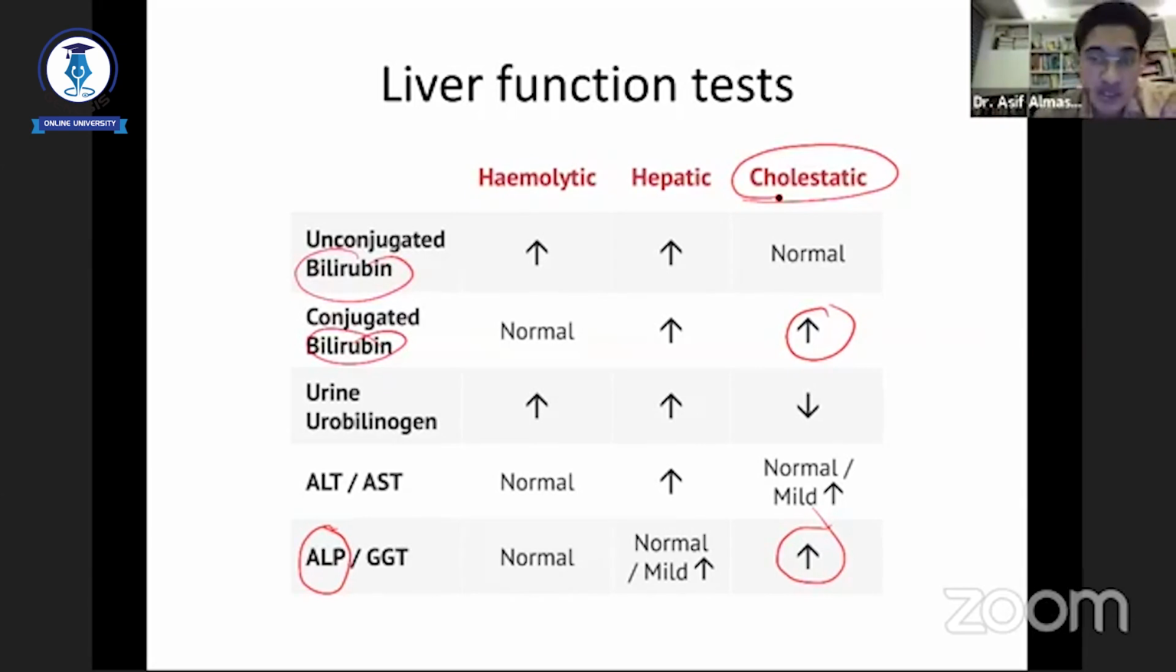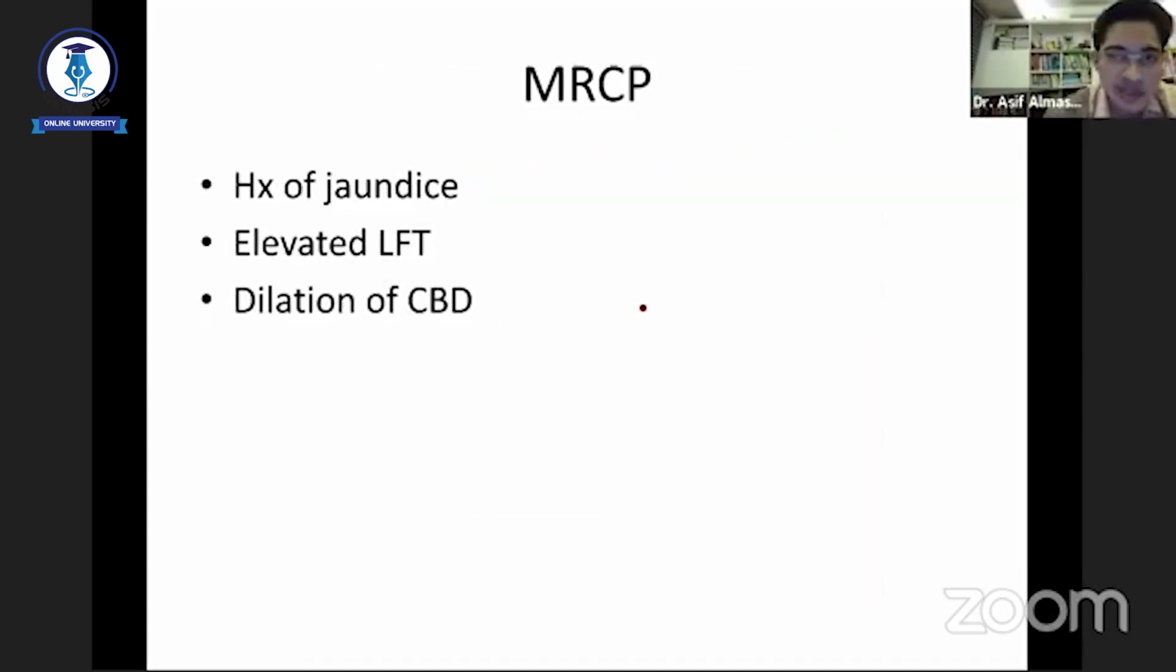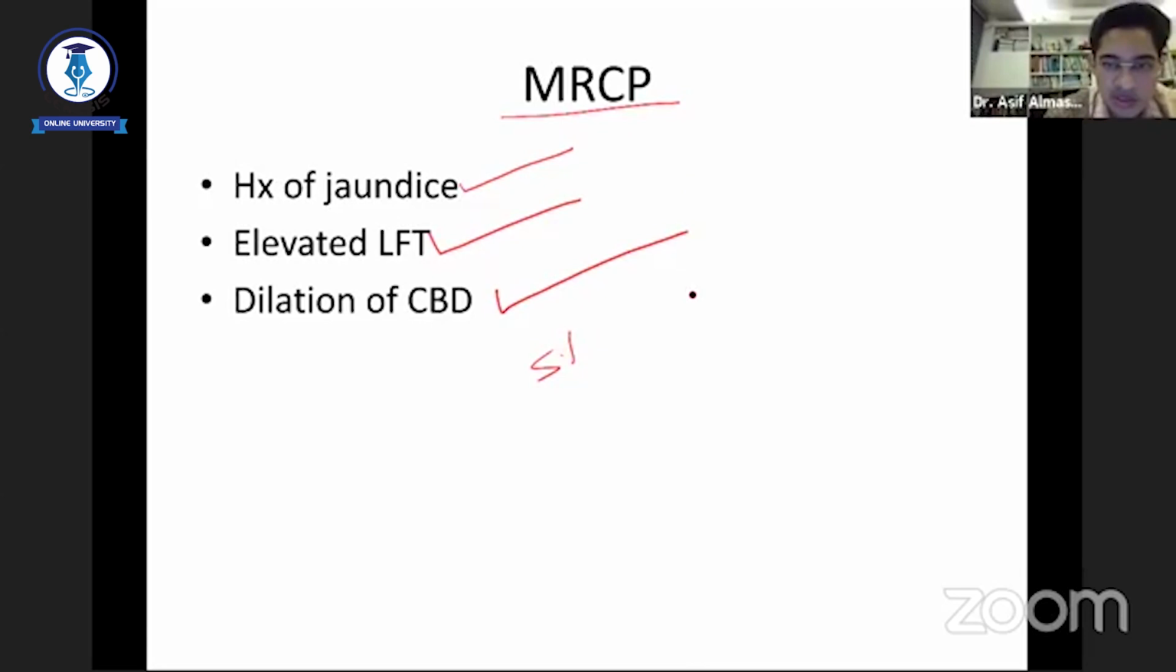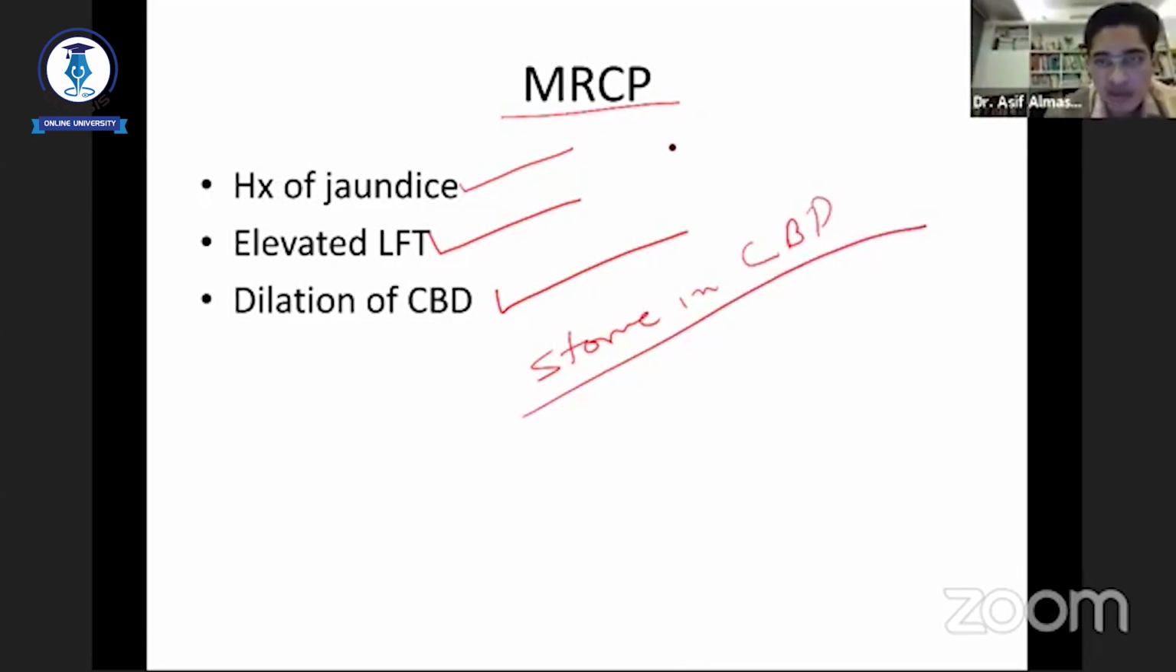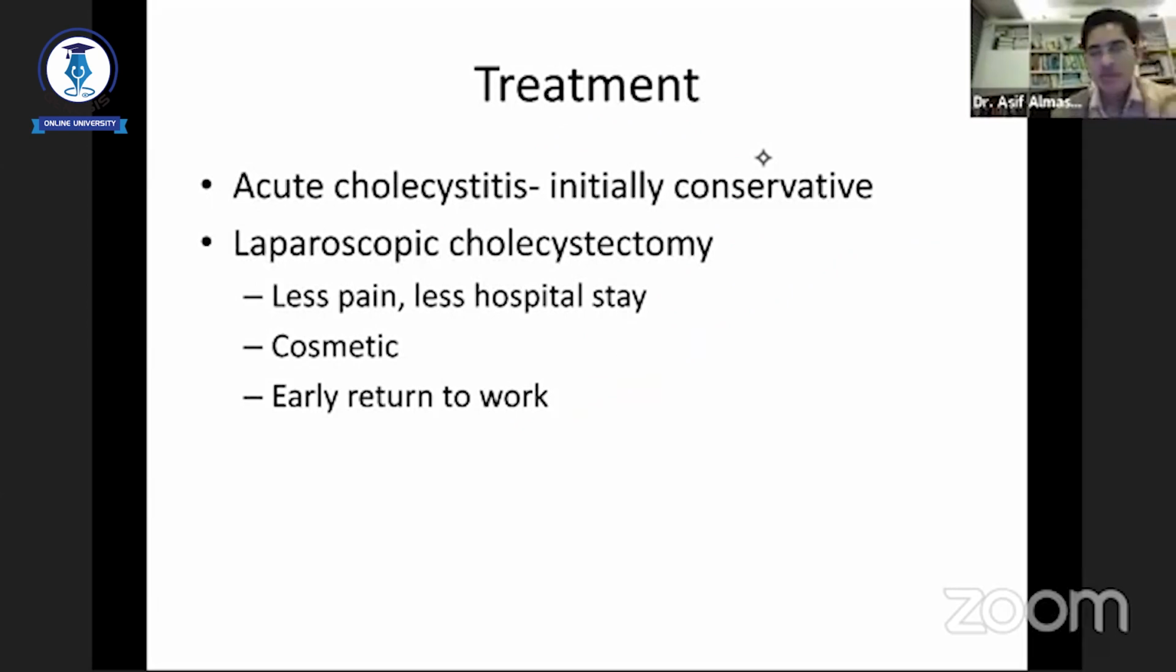If these features are present, that means if you think there is cholelithiasis with stone in the gallbladder, you can go for an MRCP. Whenever there's a history of jaundice, elevated liver function test, and dilated common bile duct, or any suspicion of stone in the CBD, common bile duct, you do a magnetic resonance cholangiopancreatogram.